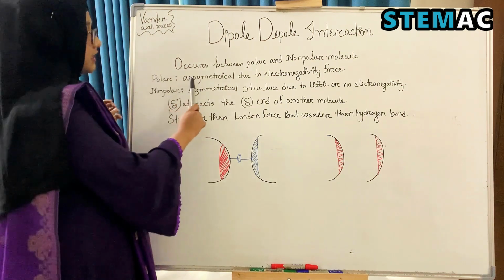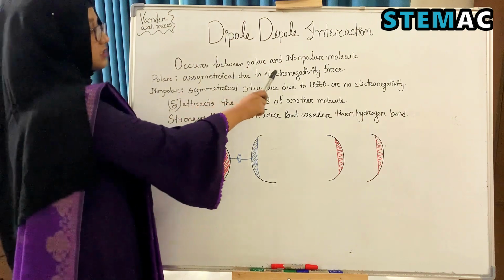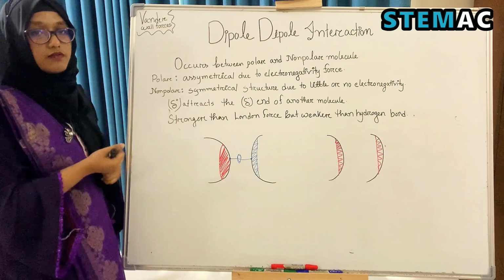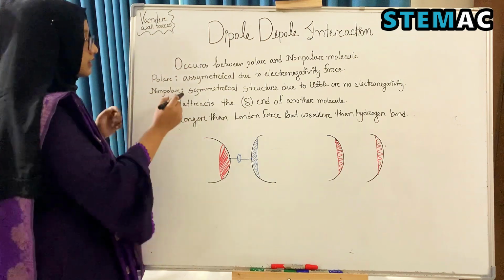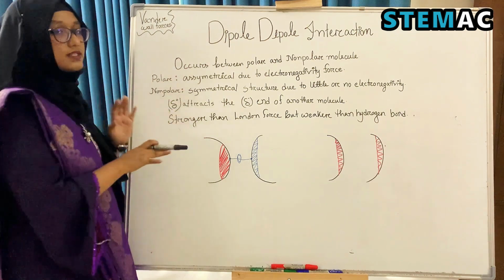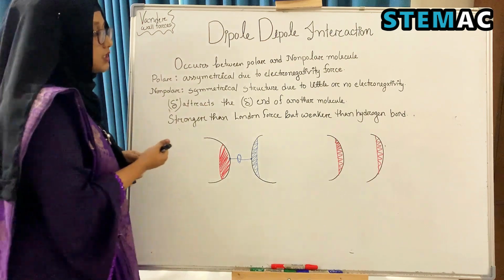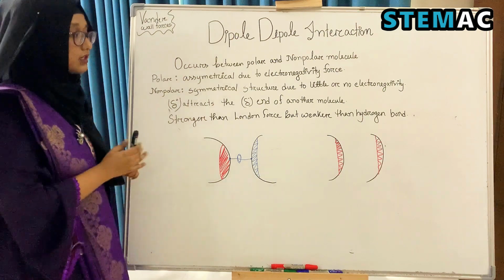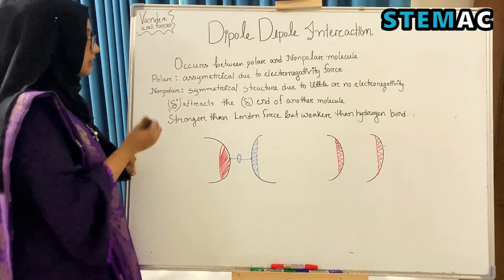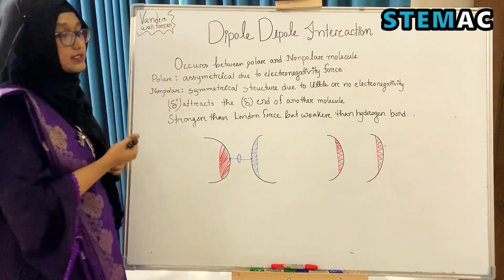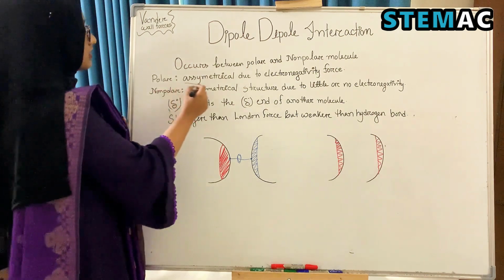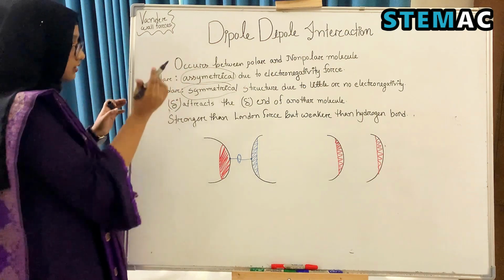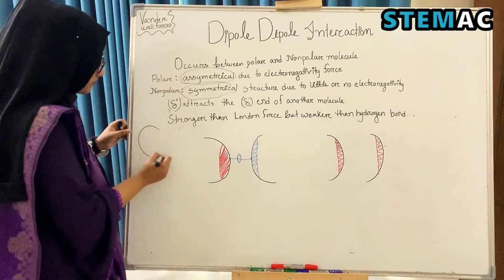So polar is asymmetrical due to electronegative force. Electrons are asymmetrically present because of the electronegative force, and in the case of non-polar, the electrons are present in a symmetrical structure because there is little or exactly no electronegativity force attraction. So in non-polar molecules, those electrons are present in symmetrical positions. So what is asymmetrical and symmetrical in the case of electrons? First, I need to show the asymmetrical.